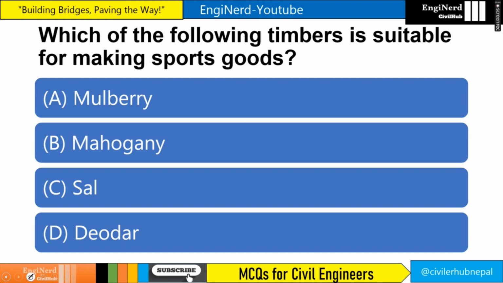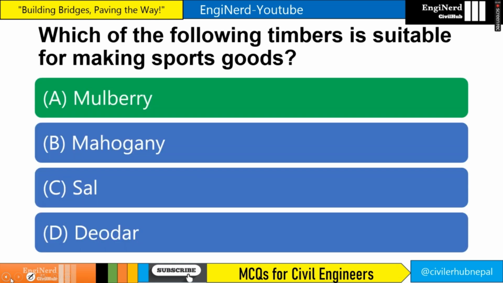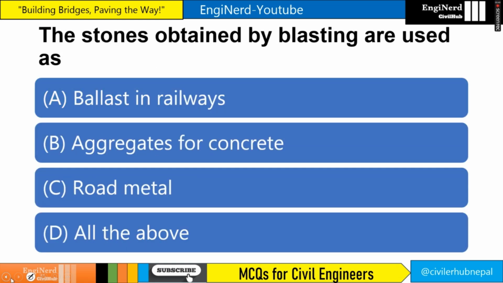Which of the following timbers is used for making sports goods? If you see here, the mulberry, it is used for making sports goods. So answer is mulberry.